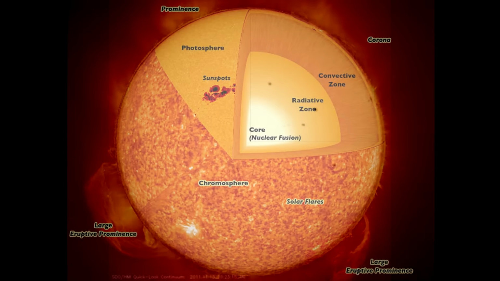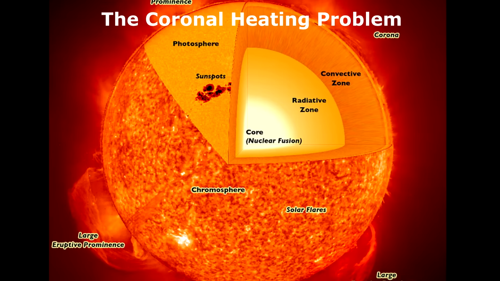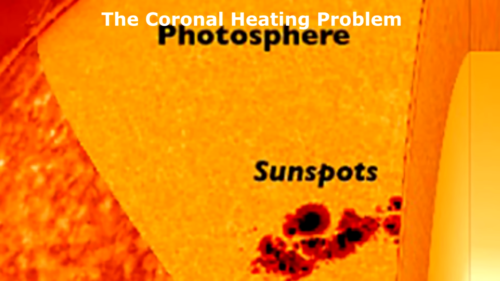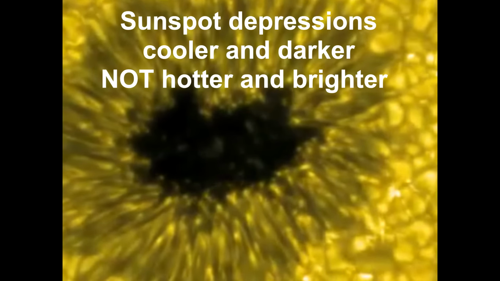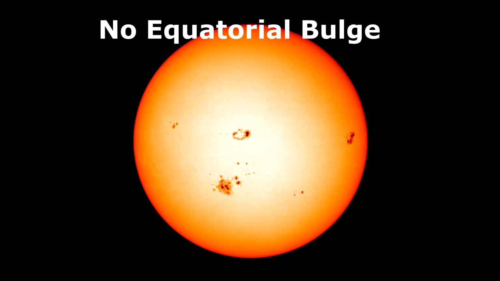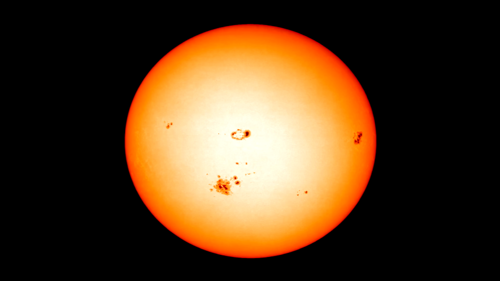Item by item, I've illustrated the various disparities that are completely at odds with the contemporary accepted solar model. 1. The coronal heating problem. The hydrogen fusion core model violates the second law of thermodynamics. How can you have a hot core, a cool photospheric surface, and a hot coronal atmosphere? 2. Sunspot depressions revealing a darker, cooler interior. How does one square that with a superhot core? 3. No equatorial bulge. Calculations maintain that the mass of the sun ought to manifest an equatorial bulge. Where is it?